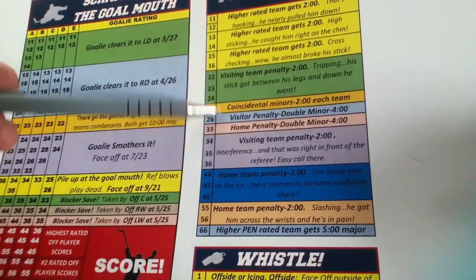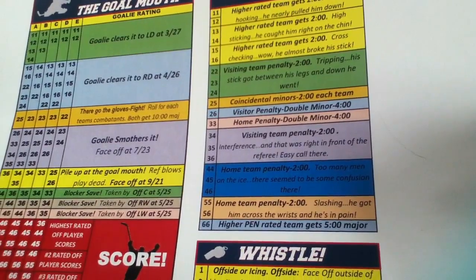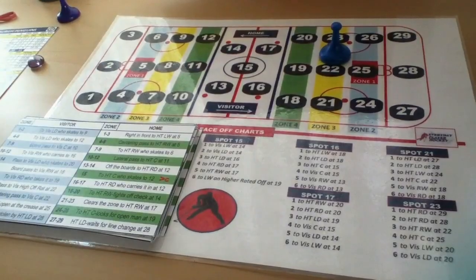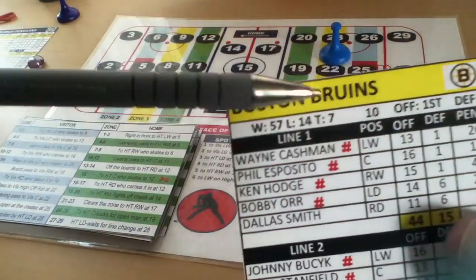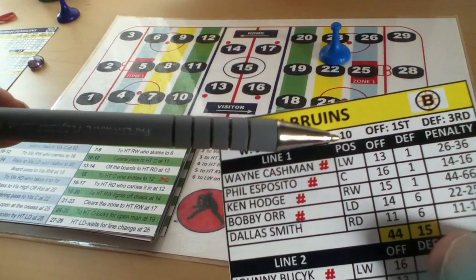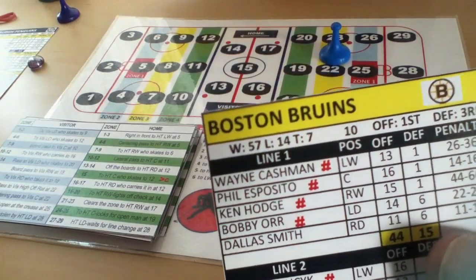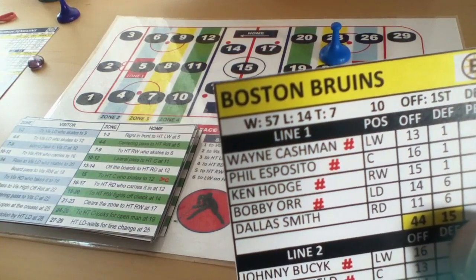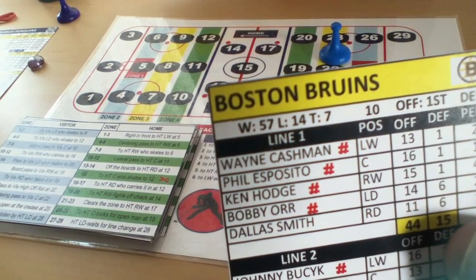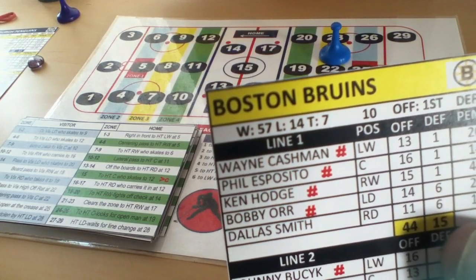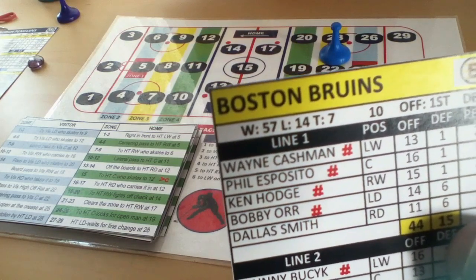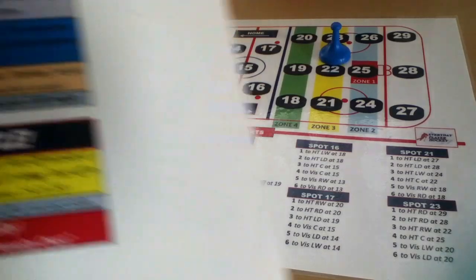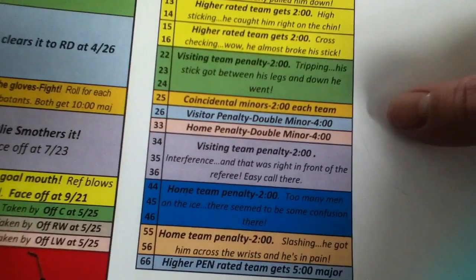You roll the 2d6, and it tells you whether it's the visitor or the home team, or the higher rated team that gets a penalty. This number here is the penalty rating of the team, and the higher number means it's a higher rated team. So in this case, Boston has a penalty rating of 10, and Pittsburgh has a team penalty rating of 8. So Boston is the higher rated penalty team, because some of the results say higher rated team, like up here.